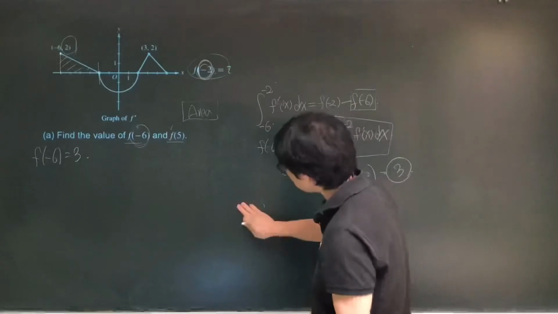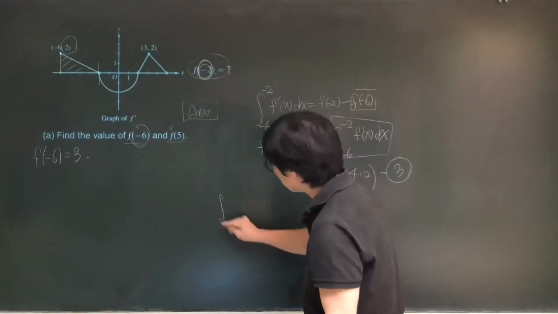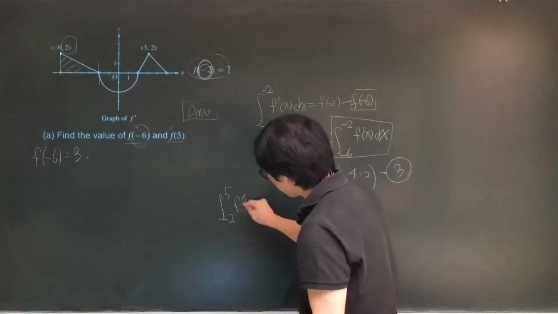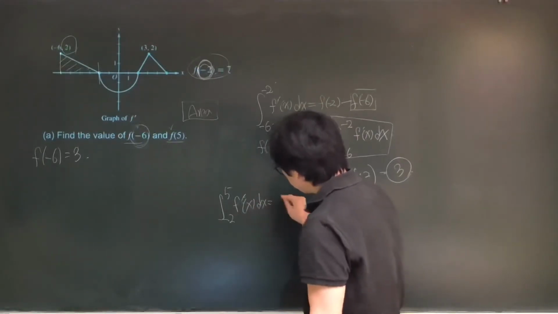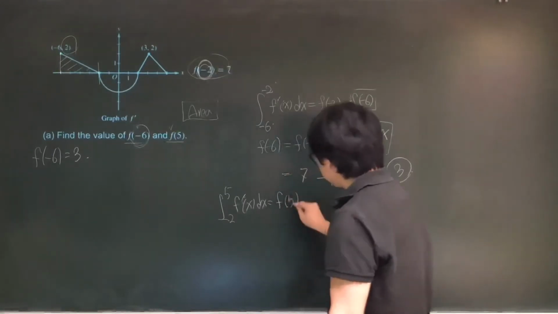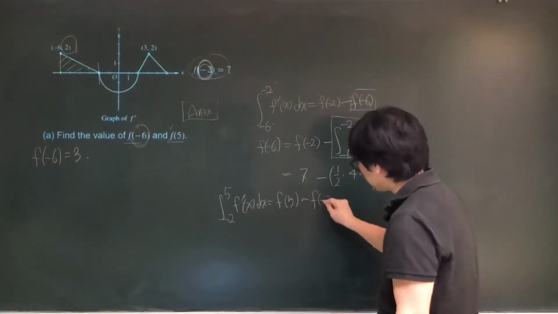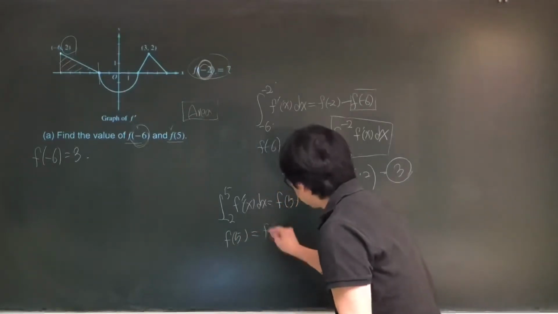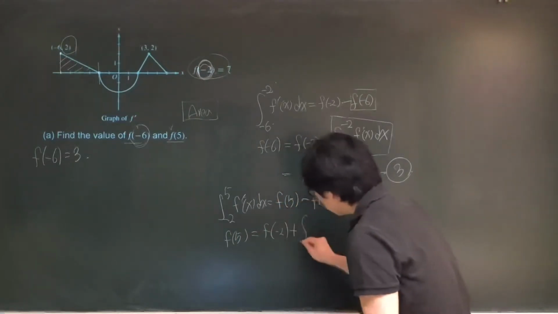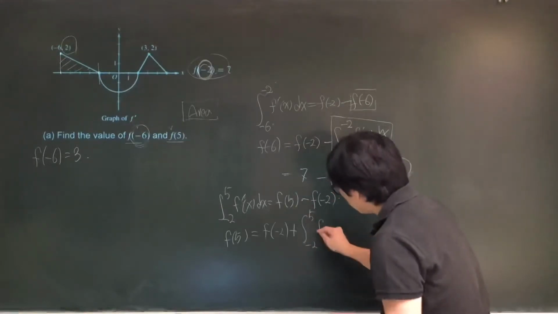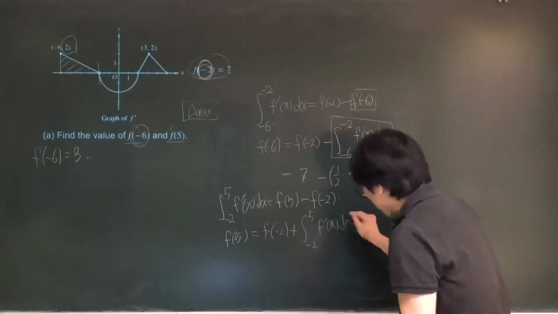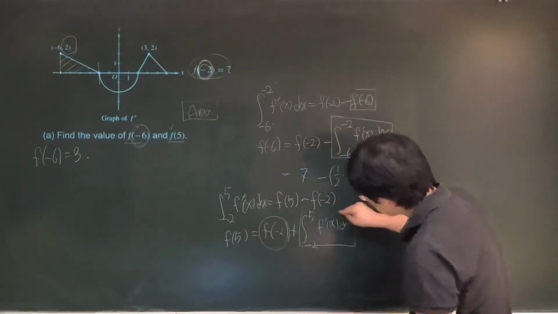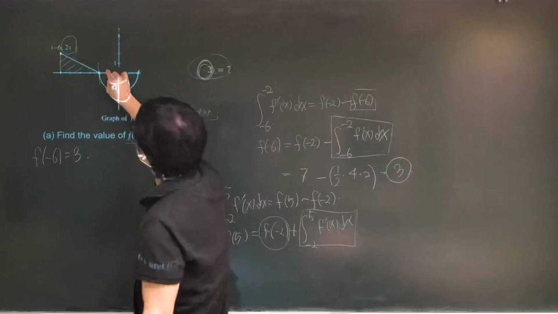Here, the integral from negative 2 to 5 of f prime x dx must be equal to f of 5 minus f of negative 2, and f of 5 must be equal to f of negative 2 plus the integral from negative 2 to 5 of f prime x dx. Okay, we already know that this is the 7, and this one comes from this area from negative 2 to 5.